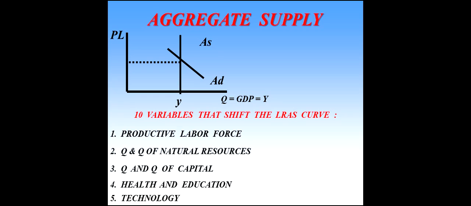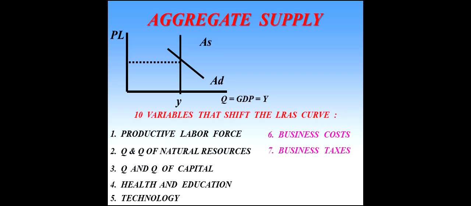Increases in technology, again, to make the labor force more productive, to be able to produce more goods and services, will shift the long-run aggregate supply curve to the right. Business costs, I have it highlighted in a different color here because that can go one of two ways. If business costs are reduced, it'll shift the curve to the right over the long term. But if business costs are raised for some reason, it will shift the curve to the left.